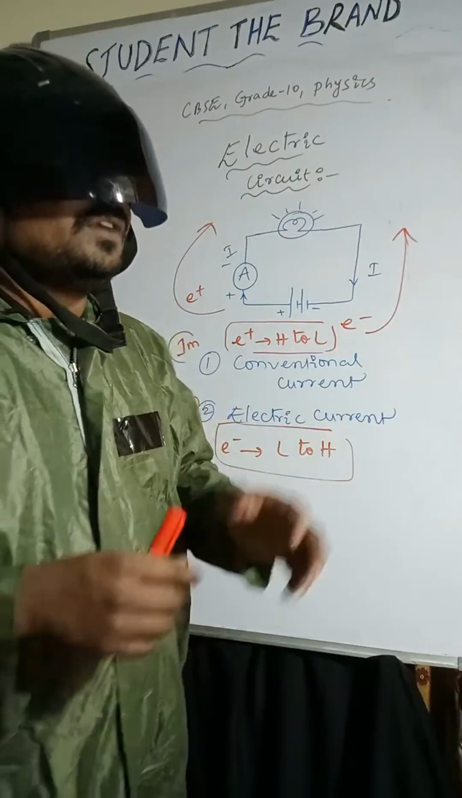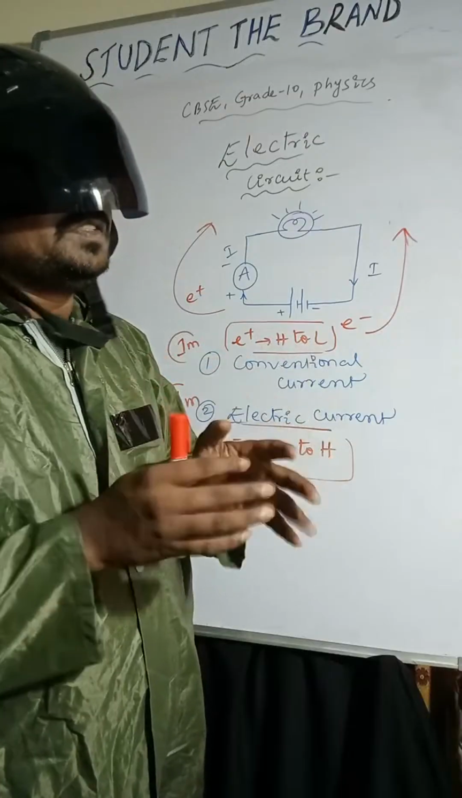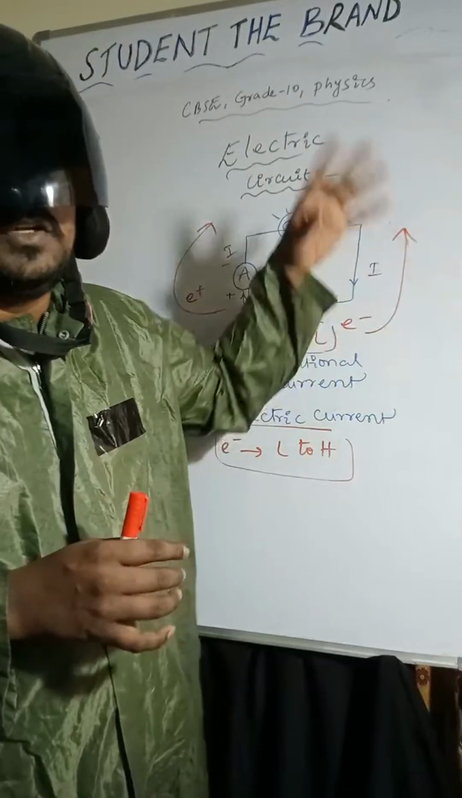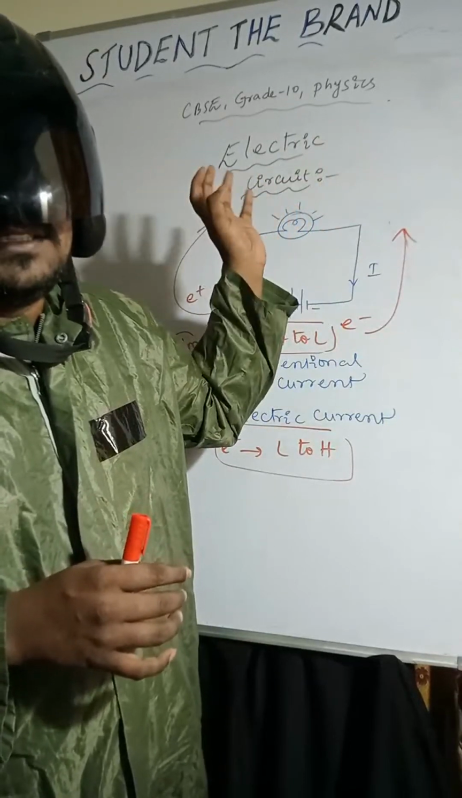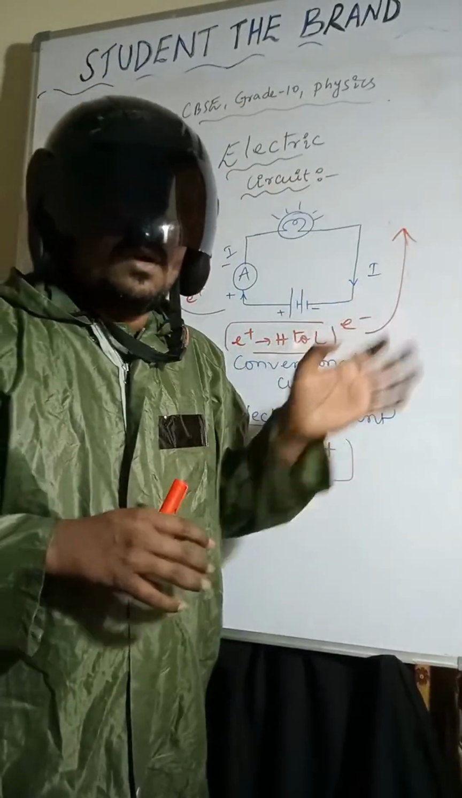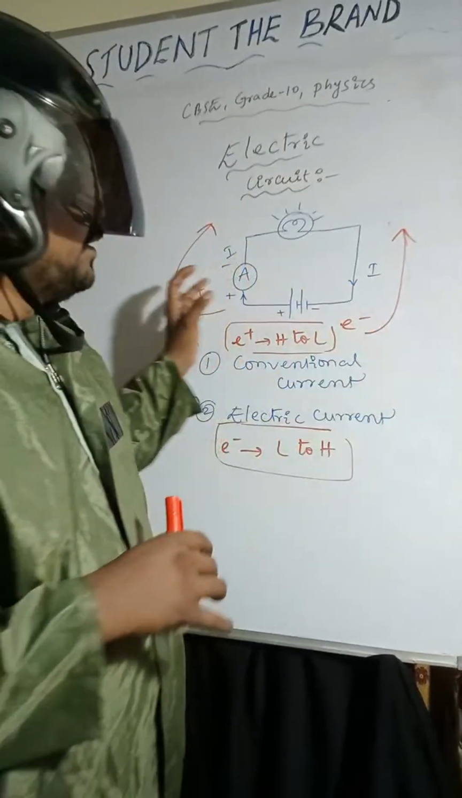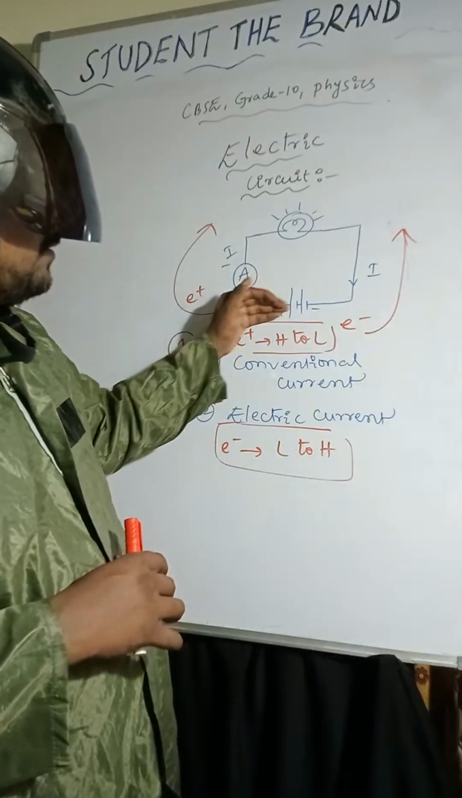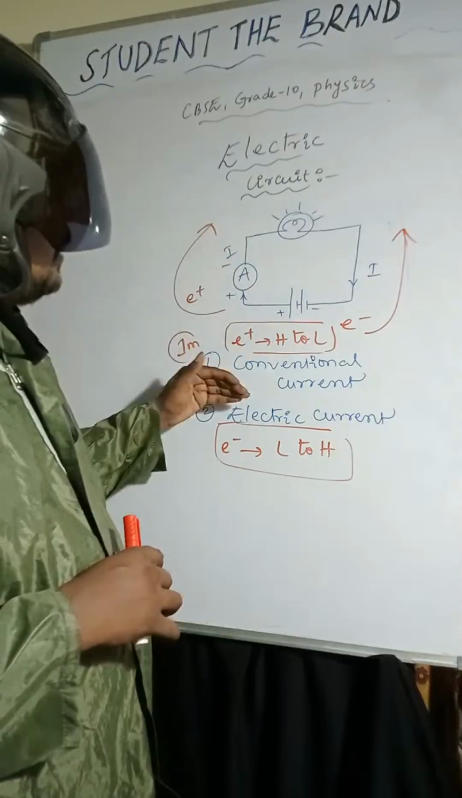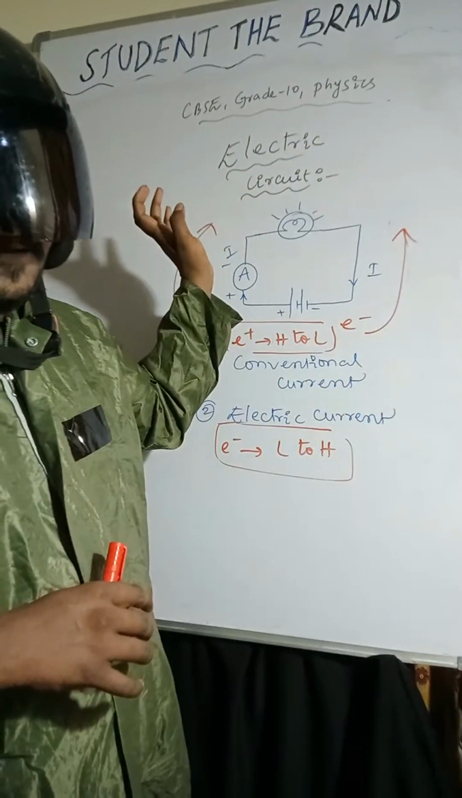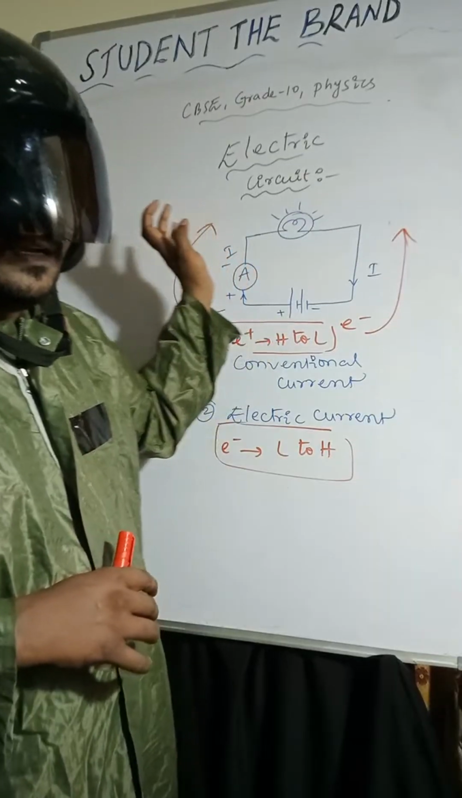The question is, do negative charges move from low potential to high potential, or is it vice versa? They will ask questions on this one, so make sure that you prepare this. Positive charges, compulsorily, will move from high potential to low potential, whereas electrons will move from low potential to high potential. I hope it is very clear.